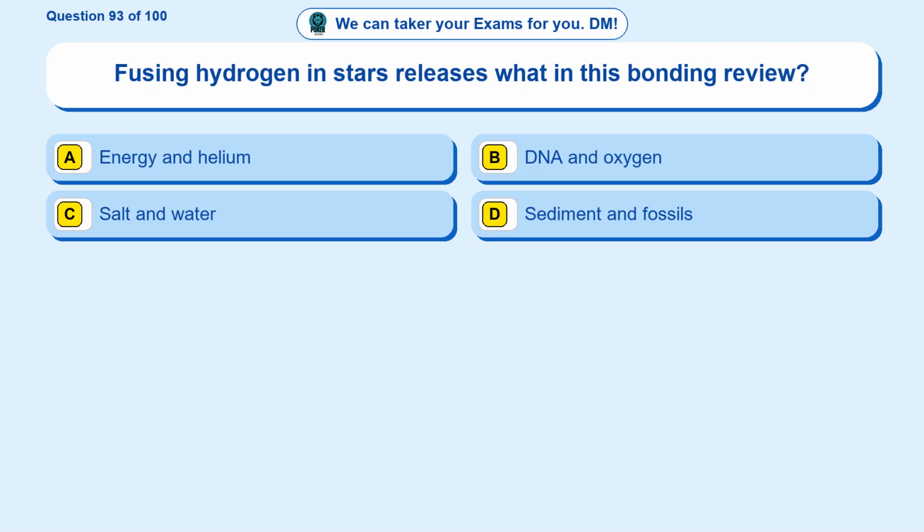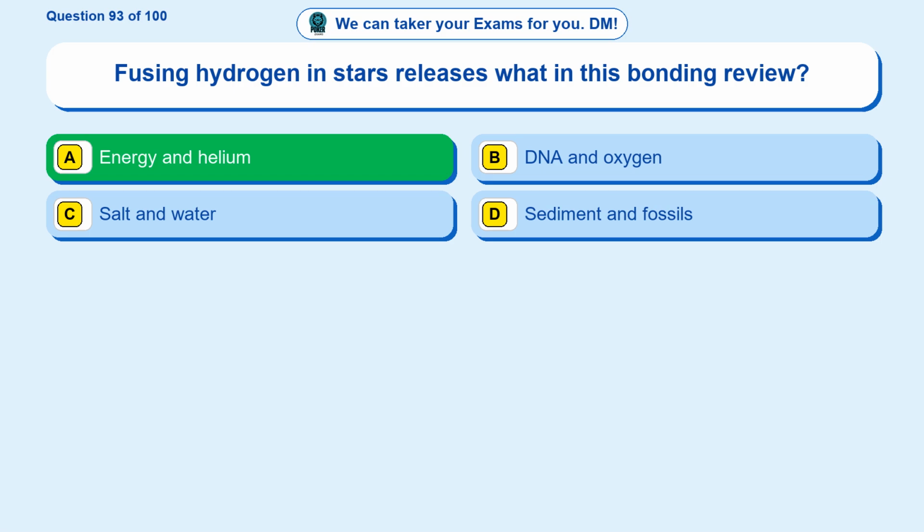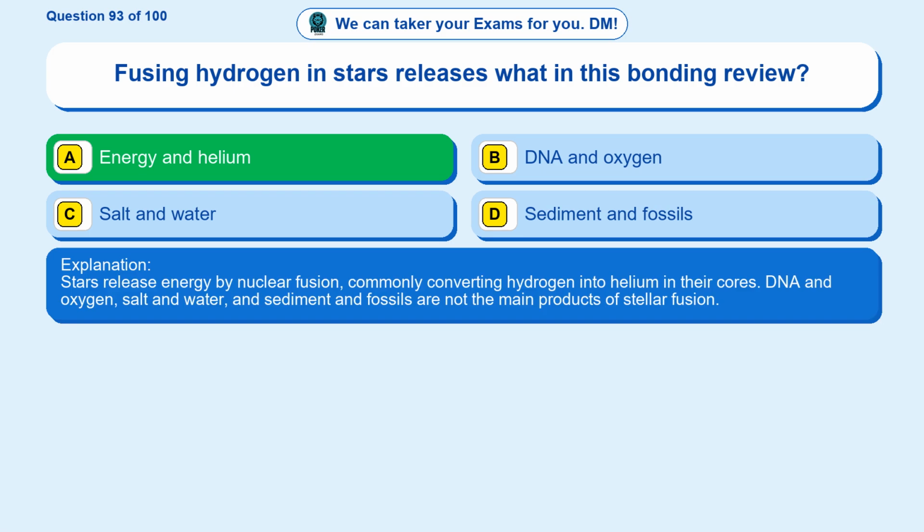Question 93. Fusing hydrogen in stars releases what in this bonding review? Option A, energy and helium. Option B, DNA and oxygen. Option C, salt and water. Option D, sediment and fossils. The correct answer is option A. Energy and helium. Stars release energy by nuclear fusion, commonly converting hydrogen into helium in their cores. DNA and oxygen, salt and water, and sediment and fossils are not the main products of stellar fusion.